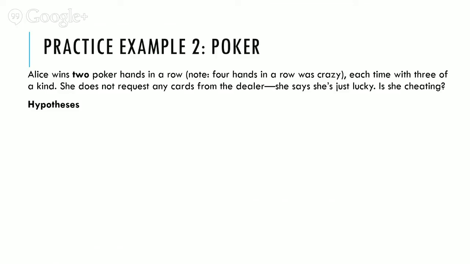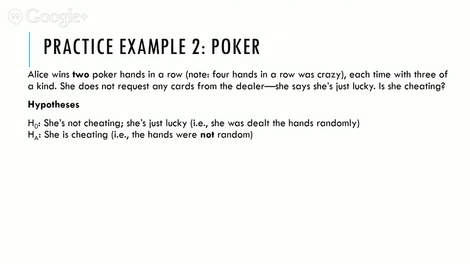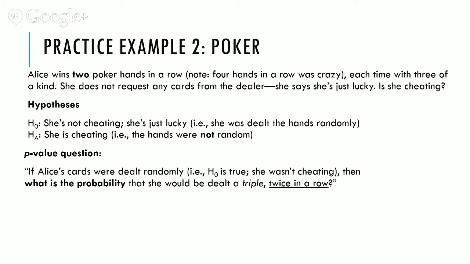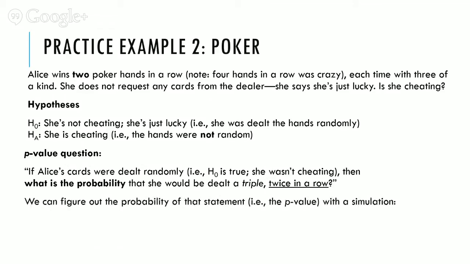So she gets a triple, 3 of a kind, in 2 hands in a row. The null hypothesis is that she's just lucky, so that's what we're going to simulate. The p-value question is, if she's just lucky, if it's random what she's getting and she's not cheating, then what's the probability that she would be dealt a triple twice in a row in 2 hands? So we can figure that out with a simulation.